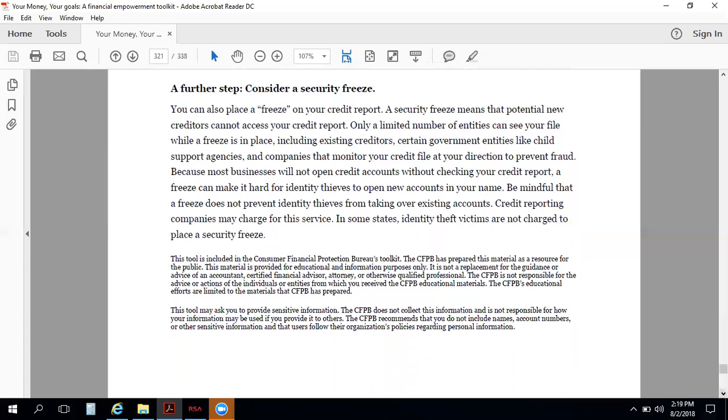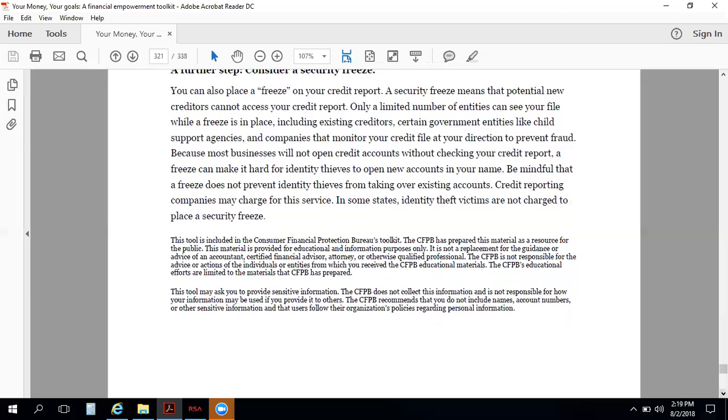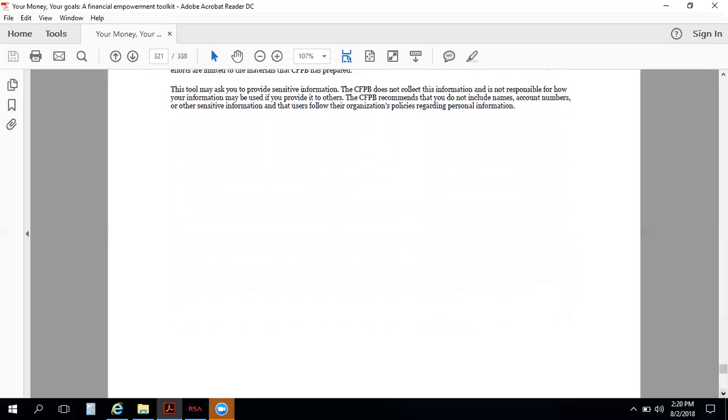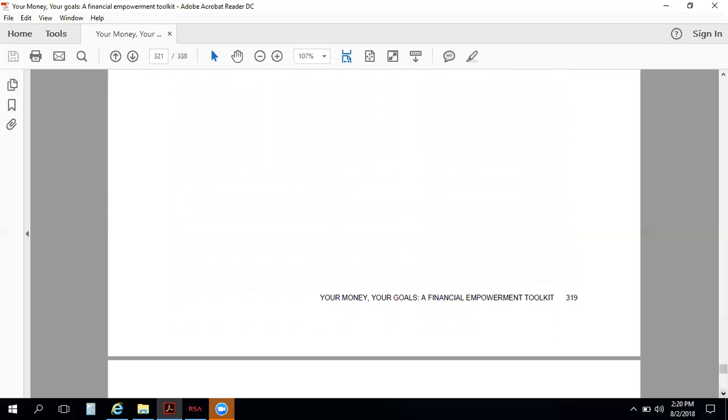It says consider a security freeze. You can also place a freeze on your report. A security freeze means that potential new creditors cannot access your report. Only a limited number of entities see your file with a freeze in place. So if a person did attempt to set up an account, most of the time it requires the creditor to do an inquiry on the credit report before the account is set up. And if the creditor cannot do the inquiry, then they're not going to extend the credit. So it's a way to make sure that no new accounts are opened fraudulently.